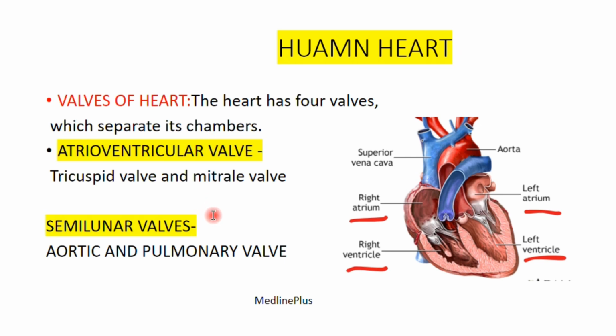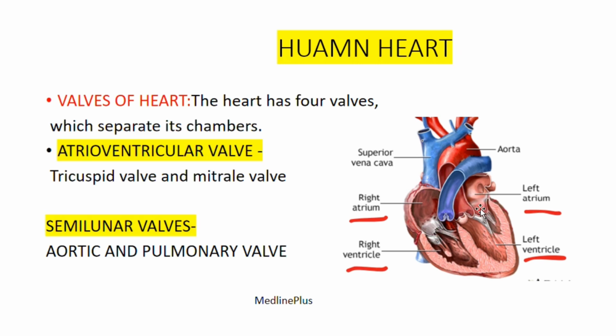Atrioventricular valves are the tricuspid and mitral valves. The tricuspid valve is present between the right atrium and right ventricle. This is called the tricuspid valve. And this is called the bicuspid valve, which is present between the left atrium and left ventricle.